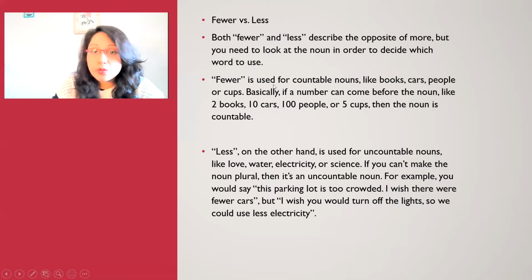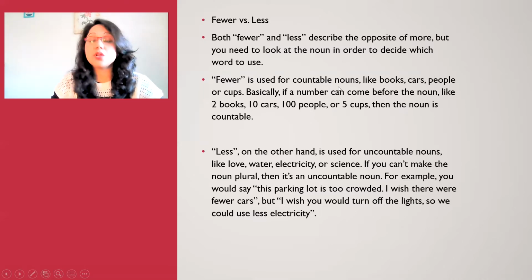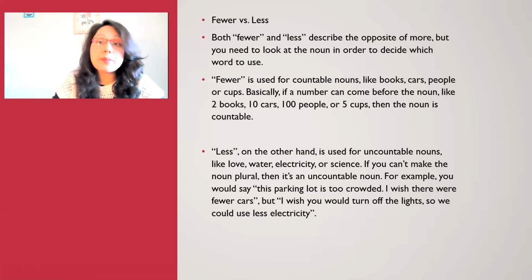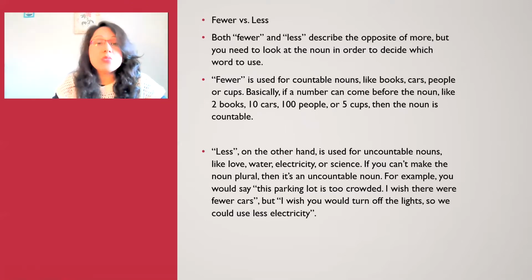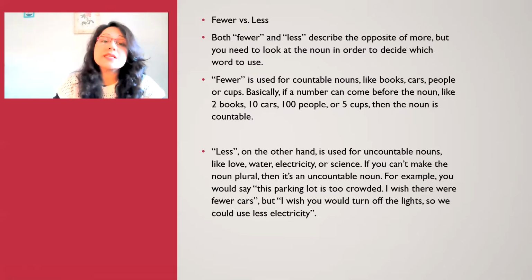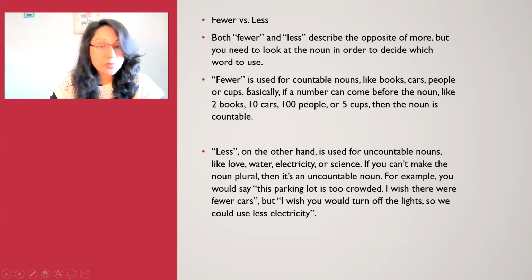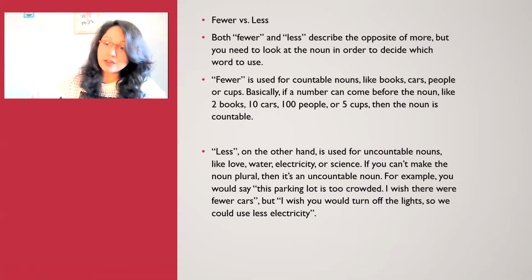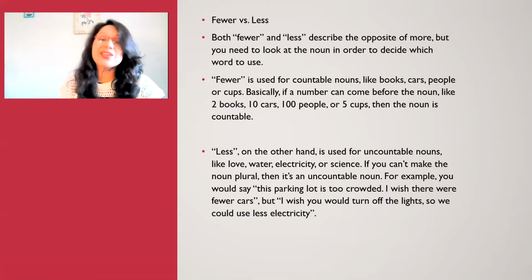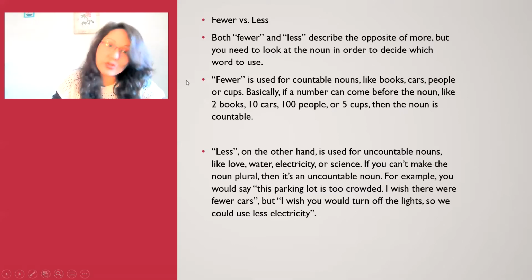Fewer is used for countable nouns, things that you can count, like books, cars, people, or cups. Basically, if you can put a number before the noun, like 2 books, 10 cars, 100 people, 5 cups, then the noun is countable, and when it is countable, you use fewer. So there were 2 books, 10 cars, 100 people, 5 cups, 5 mugs, 6 tables. All these things are countable and you can use fewer with them.